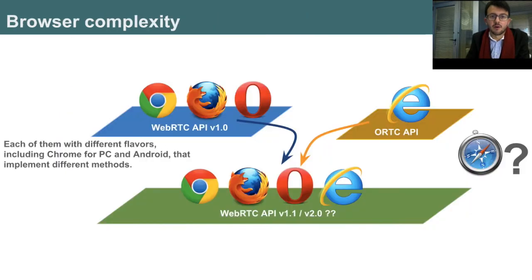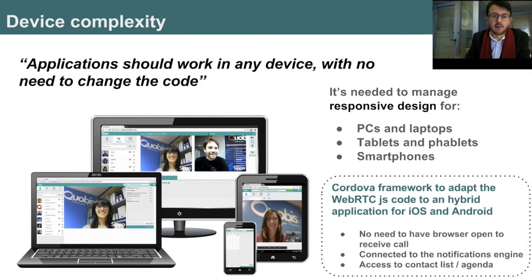The second point is device complexity. Here the problem is, I have introduced part of the problem, but it's more important when we are talking about smartphones. In the case of smartphones, we need today a different approach to the use of a browser, because with the browser we don't have the possibility to connect to the notification engine of the device. This forces to have the browser open to receive a call, and in terms of battery consumption, it's critical.